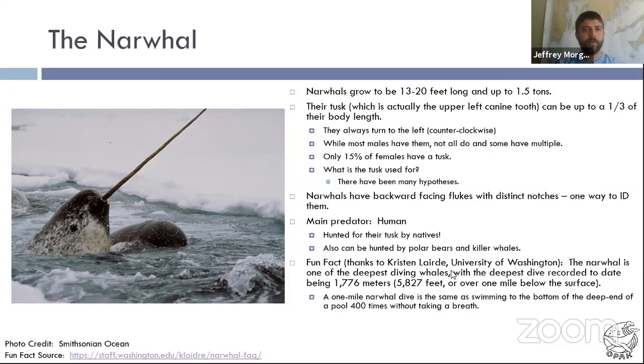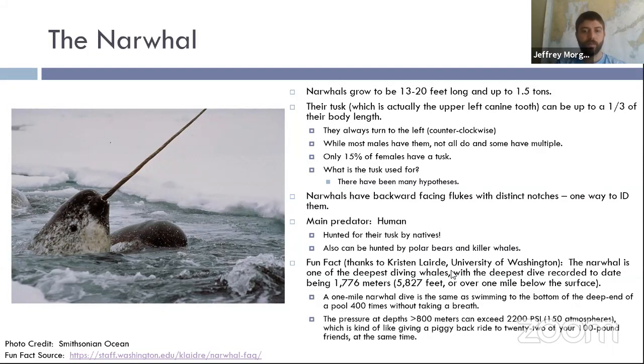And I thought it'd be fun just to mention that the narwhal is one of the deepest diving whales out there. The deepest dive that has been recorded that I could find was about 1,800 meters. And these dives are usually in the winter months when they're doing their very deep dives to find food because they're more trapped in the ice. Just to put that in perspective, a 1 mile narwhal dive is the same as swimming to the bottom of a deep end of a swimming pool 400 times without taking a breath.